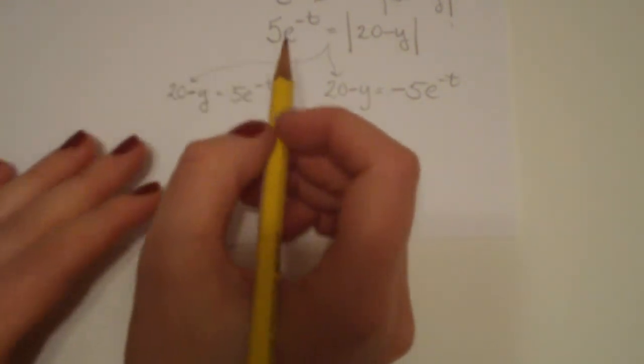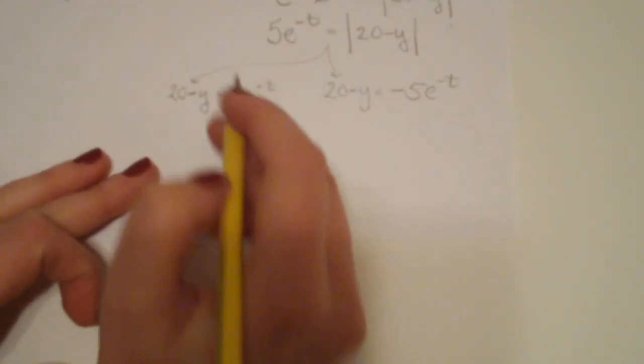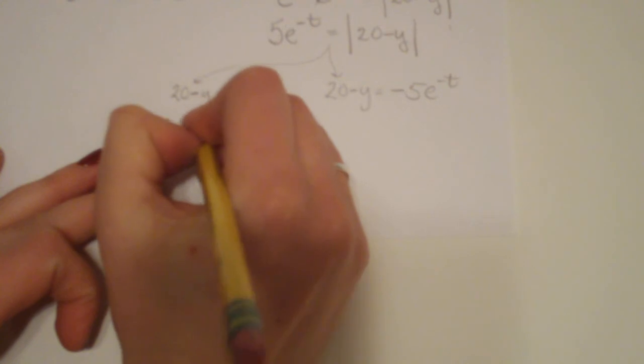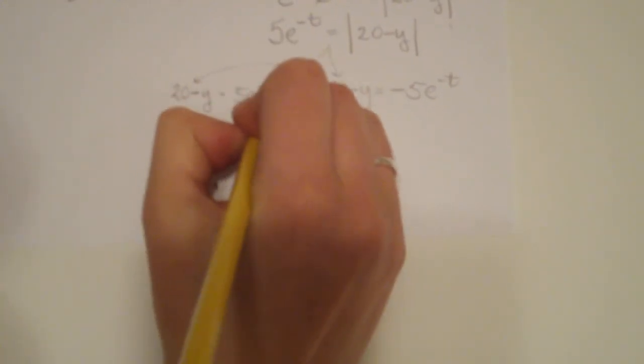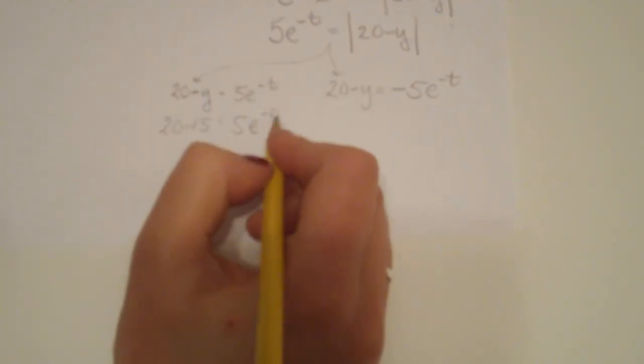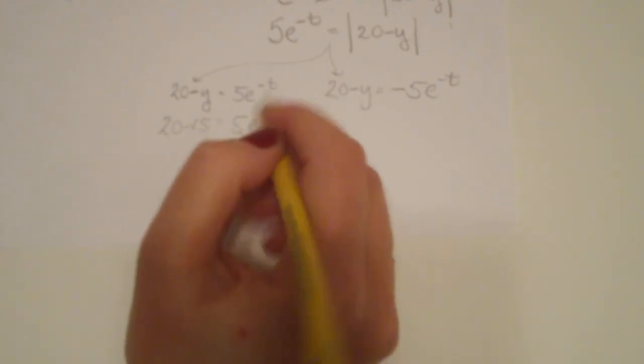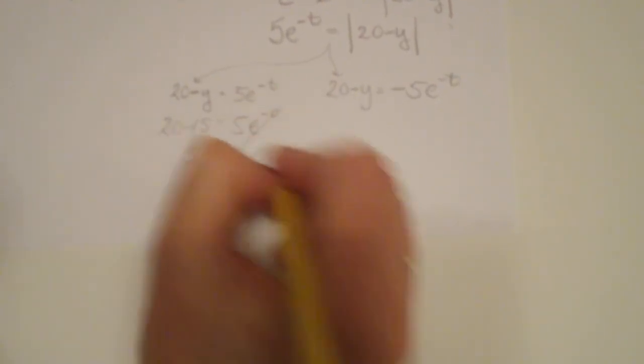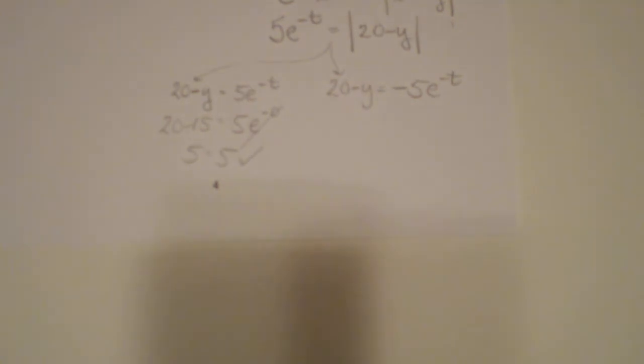I'm going to put 0 in for t. 15 goes in for y. 20 minus 15 equals 5e to the negative 0. E to the 0 is 1. 1 times 5 is 5. 5 equals 5. That checks.